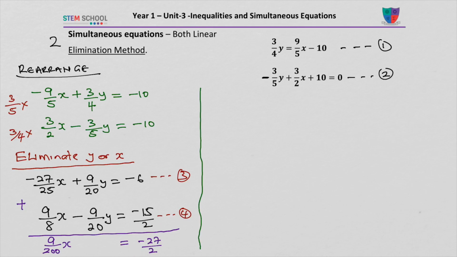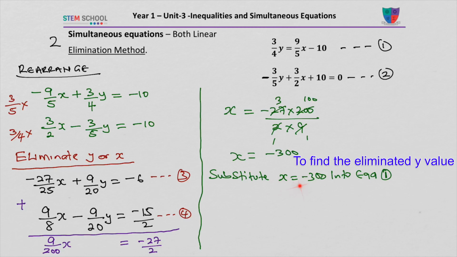Now to find x, x will become minus 27 times 200 over 2 times 9. As you can see, 2 goes into 2 once and into 200 a hundred times, 9 goes into 9 once and into 27 three times, and the answer will be minus 300.